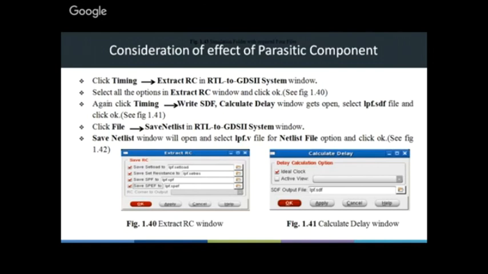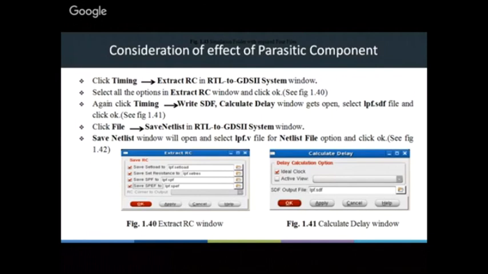We consider the effect of parasitic components. To see the effect of these parasitic components, we click at this timing and then go to the option extract RC. Okay, and select all the options in the extract RC window and click OK. Again click timing and then go to the option write SDF and we calculate delay window. Calculate delay window gets open. We will select here lpf.sdf file.